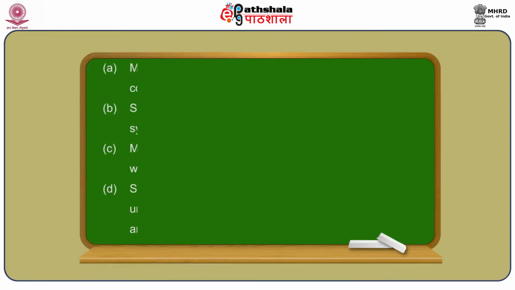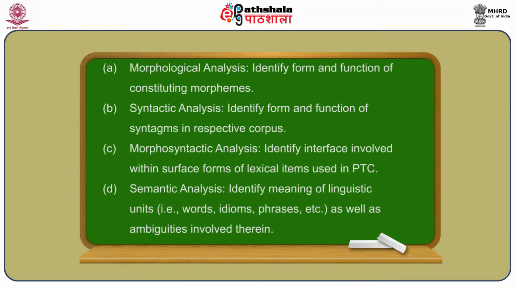In general, it involves four major tasks. Number one is morphological analysis. Here we try to identify the form and functions of the constituting morphemes. Number two is the syntactic analysis, where we try to identify the form and functions of syntagms in respective corpora. Number three is morphosyntactic analysis, where we try to identify the interface involved in surface forms of lexical items used in a parallel translation corpus. And number four is semantic analysis, where we try to identify the meaning of linguistic units which are used, as well as the ambiguities involved therein.